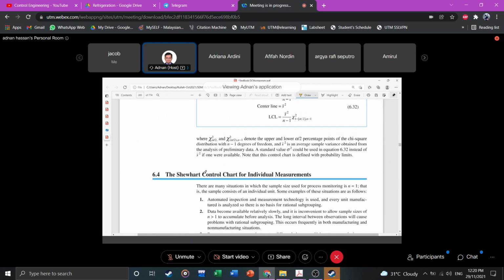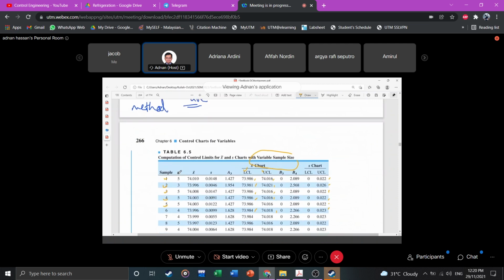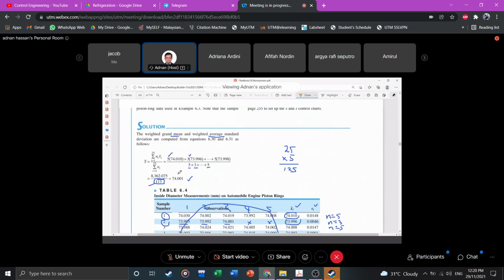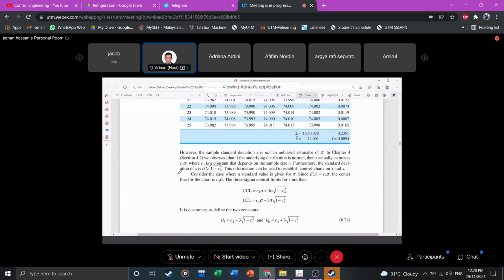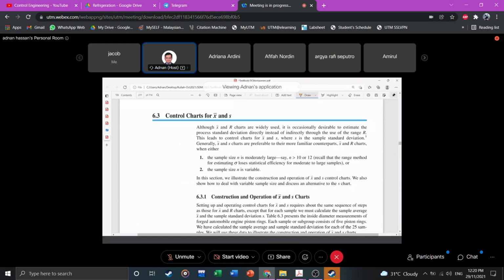Any question before I move to this individual measurement? I would like to explain the pattern and synthesizing rule. Is there any question on the S bar chart, X bar and S chart? Are you following me or is everybody sleeping now? Hello?